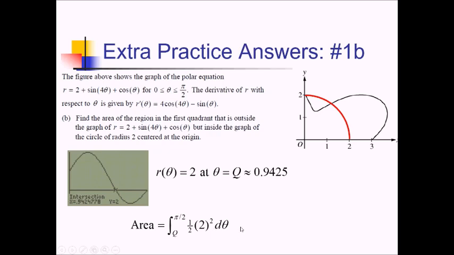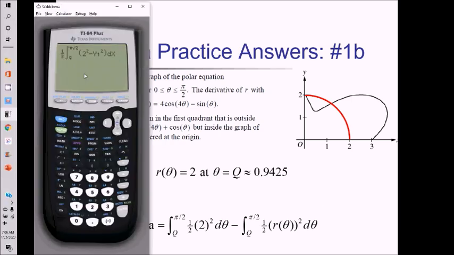Now we have to subtract the area of r of theta, this r of theta here, from Q to pi over 2. So let me do minus the integral from Q to pi over 2 of 1/2 r of theta squared d theta. And if I really wanted to on the calculator, I guess that I could move this into one integral and say 1/2 integral from Q to pi over 2 of 2 squared minus r squared, and that would also work. In fact, let me do it that way on the calculator.